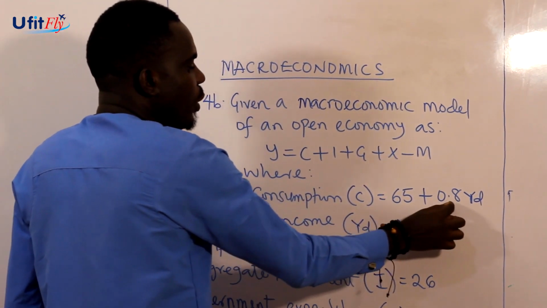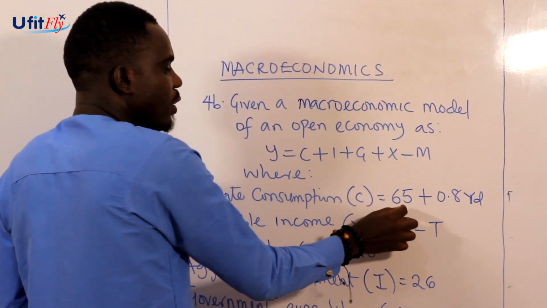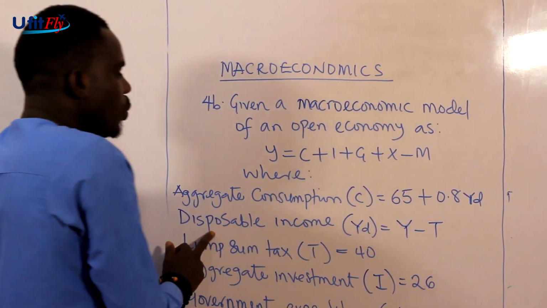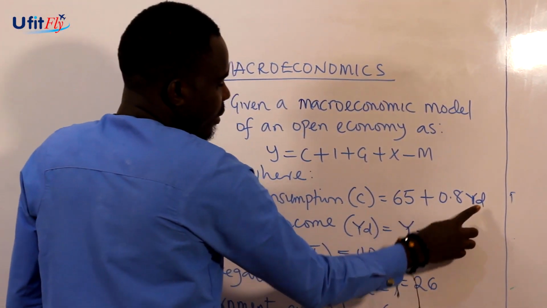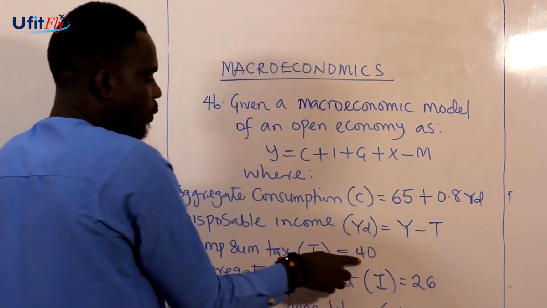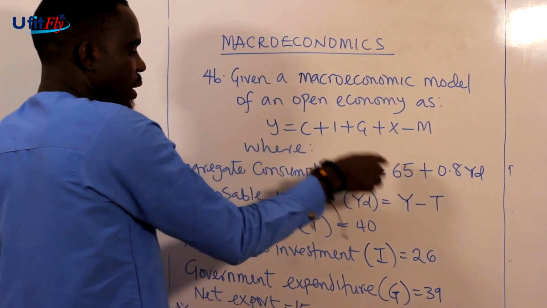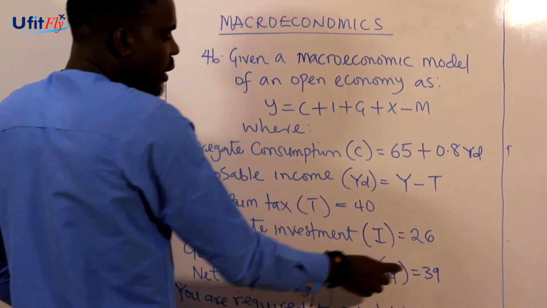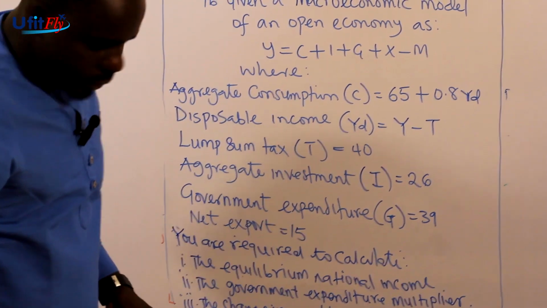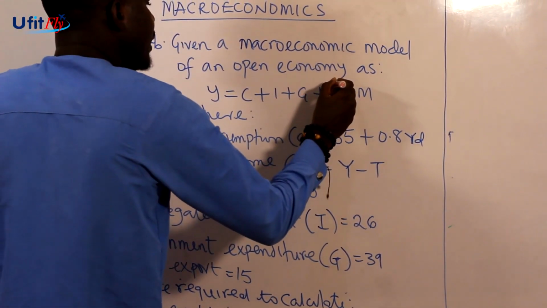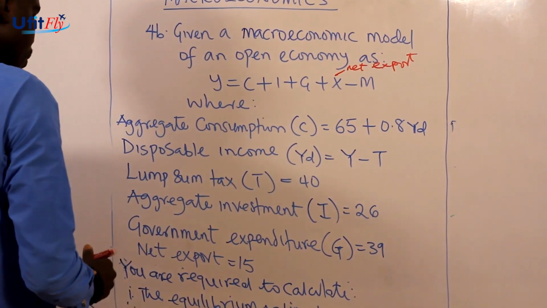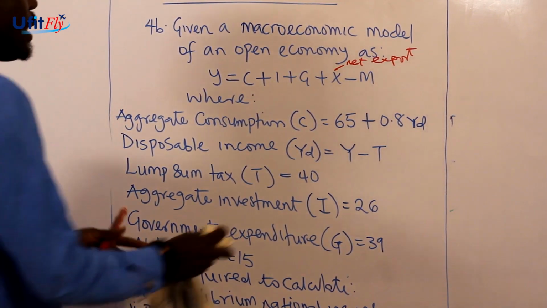Again, for each of the components, we have been told that C, which is the consumption, is 65 plus 0.8 YD. This 65 represents autonomous consumption, while 0.8 represents induced consumption. Also, the disposable income, which is the YD, is income Y minus T. And we have been told that T is 40, I is 26, and government expenditure is 39, as given. Net export is X minus M.